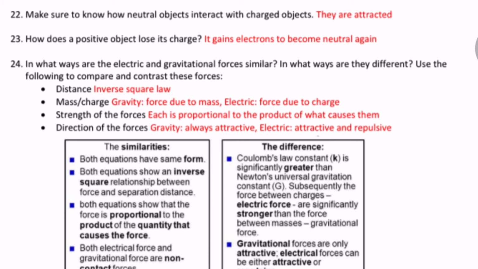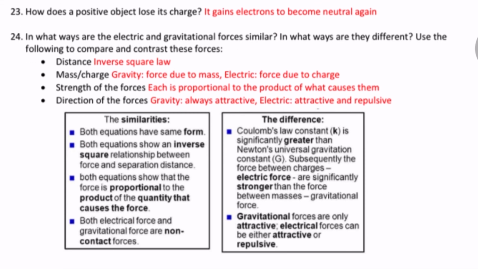Make sure to know how a neutral object interacts with a charged object. They're going to be attracted, because the charged object is going to attract the opposite charge, and the other one that's still in the balloon is going to run away as far as it can. How does a positive object lose its charge? It gains electrons to become neutral again.